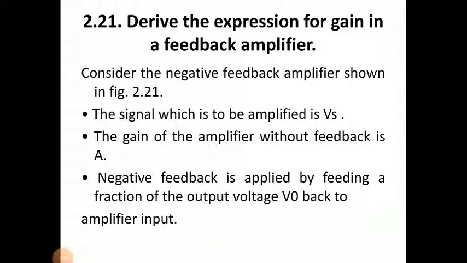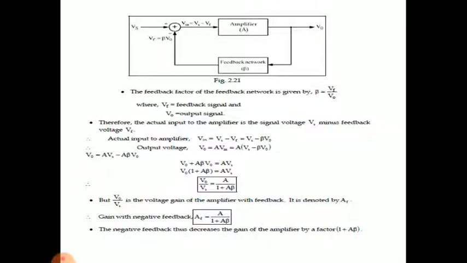With this setup, the gain of the amplifier will be affected. So now we have to see the expression for gain in a feedback amplifier, and first consider the negative feedback amplifier shown in the figure. The signal which is to be amplified is Vs, the source signal. The gain of the amplifier without feedback is A. Negative feedback is applied by feeding a fraction of the output voltage V0 back to the amplifier input. See the figure.